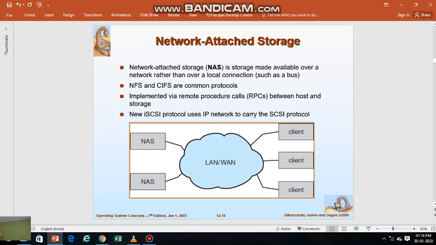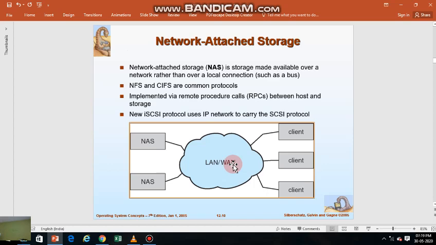The clients can access NAS via a remote procedure call between the host and the storage. We have NFS for Unix systems and CIFS for Windows. These remote procedure calls can be carried out over TCP or UDP over an IP network. This is what we are talking about, the LAN and WAN over here, which can have TCP or UDP.